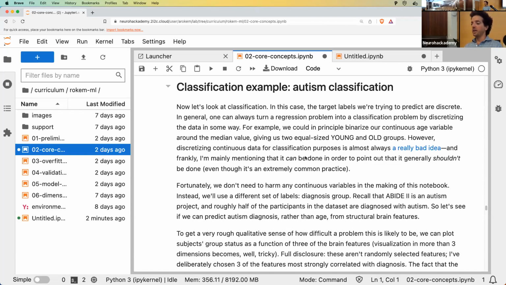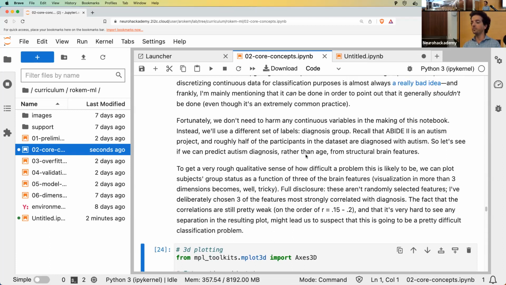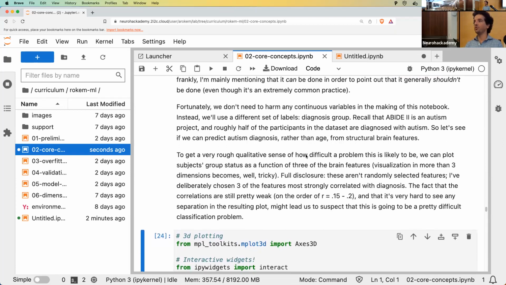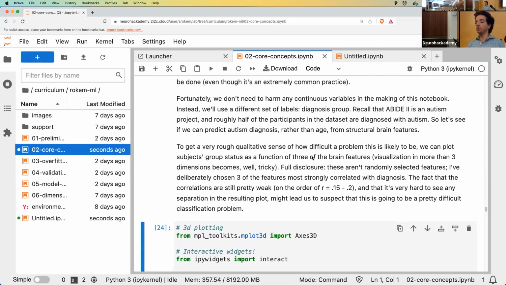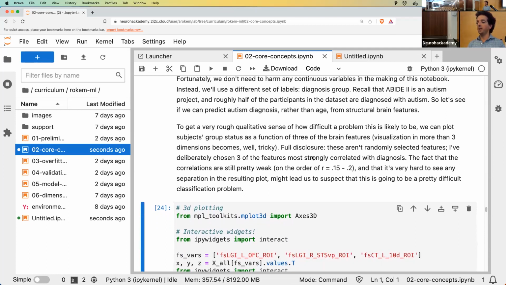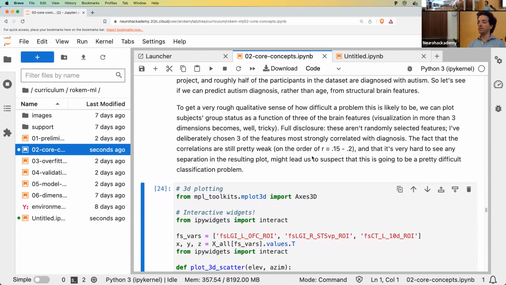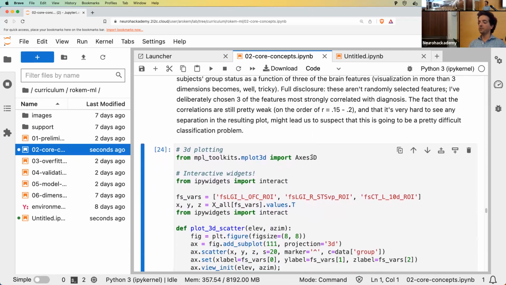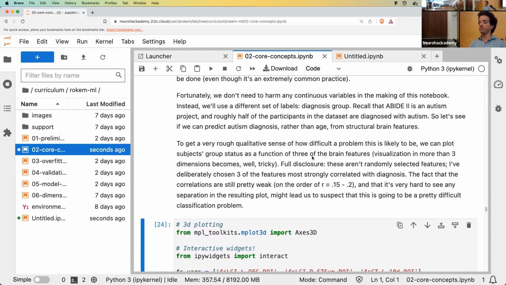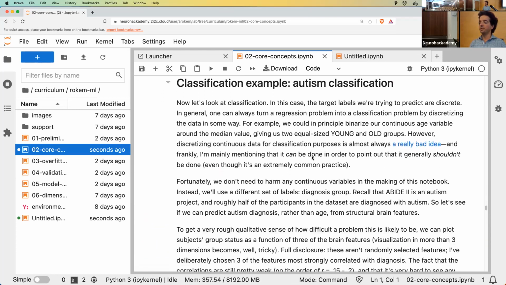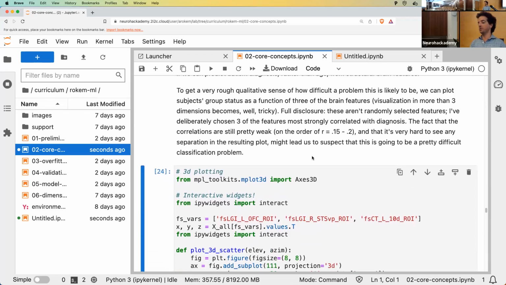Generally speaking, that's almost always a really bad idea. And generally, you shouldn't really be doing that, especially doing classification of older and younger, like taking a continuous variable and doing classification on the median split is not a great idea at all. Instead, what we can do here is try to classify who has autism and who doesn't, who has a diagnosis of autism and who doesn't.